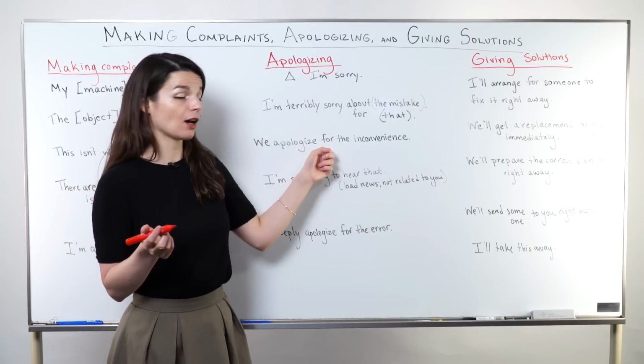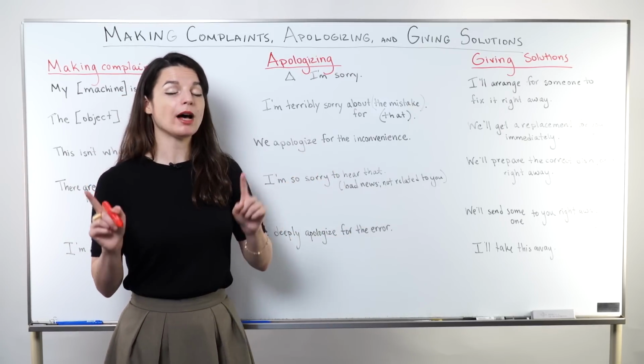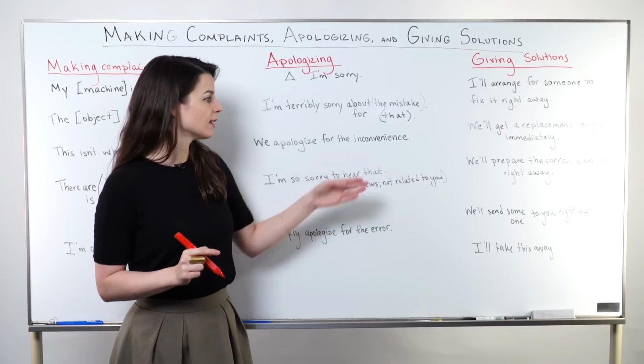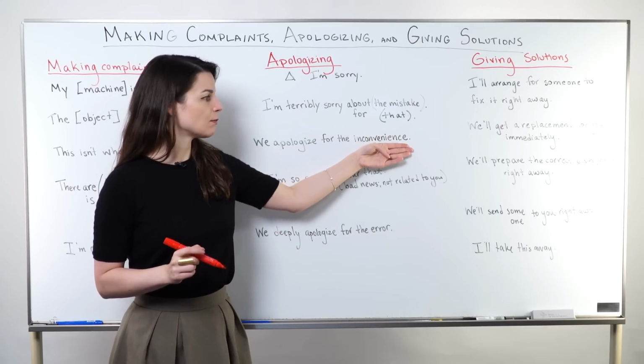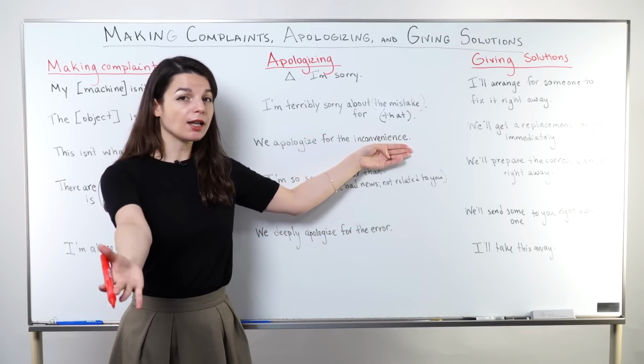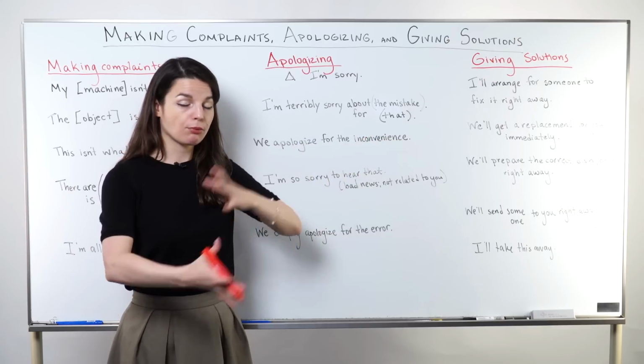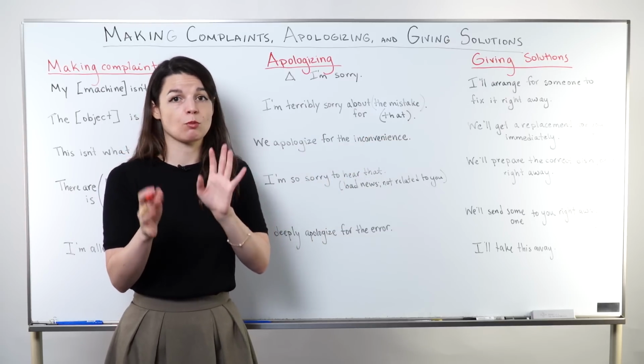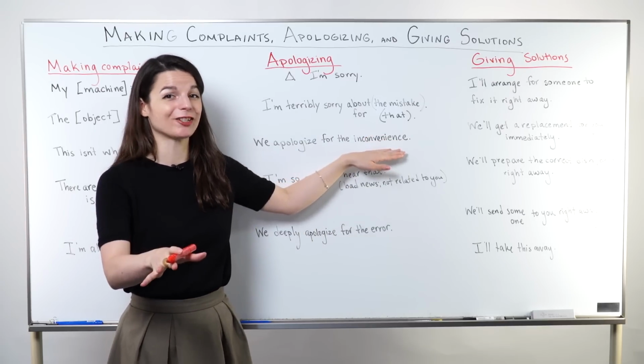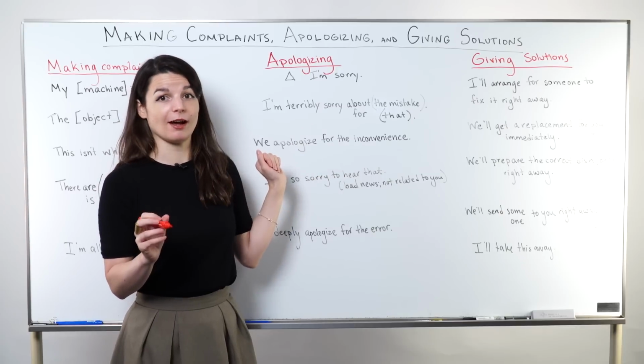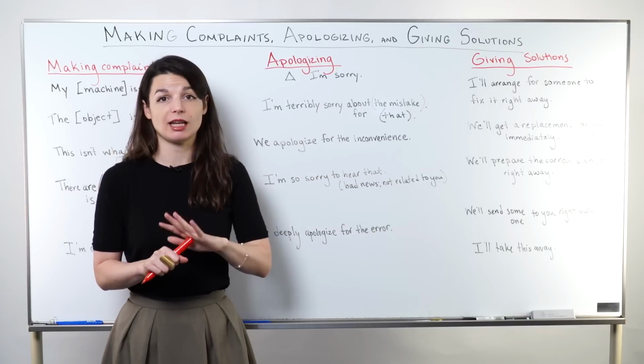So this is very common in emails. We apologize for the inconvenience. For the inconvenience means we apologize for causing you a problematic situation, or this is not a convenient situation for you. We're sorry for that. That's what this means. We apologize for the inconvenience.